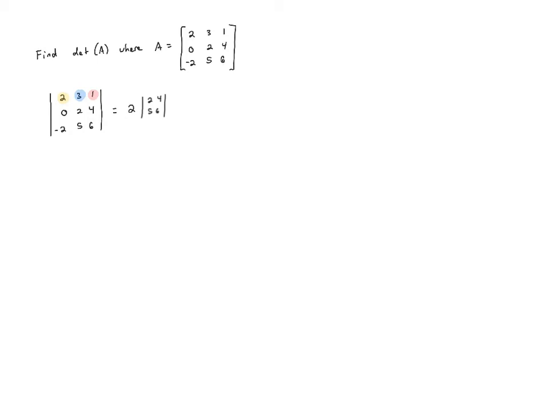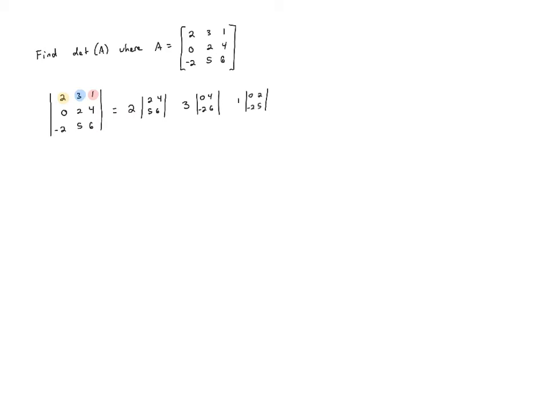Then we're going to take the next element in the first row, 3, and we're going to multiply it by the determinant of the matrix that we would have if we got rid of the row and the column that 3 is in. So if we did that, we would be left with 0, 4, -2, and 6. And then finally, we're going to look at the last element in that first row, 1, and look at the matrix we would get if we deleted the row and column that the 1 was in, and that leaves these 4 numbers down here, 0, 2, -2, and 5.